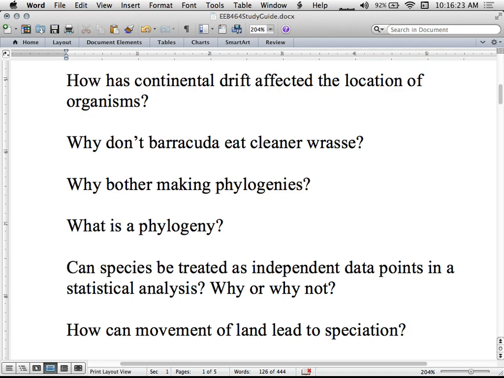Exactly. So a lot of statistical methods assume that species are independent, right? And so I could take 10 species of birds and 2 species of crocodiles and ask, are beaks correlated with flight? Oh, look, you need a beak to fly, because all 10 of these have beaks and they fly, and those 2 don't have beaks and they don't fly.